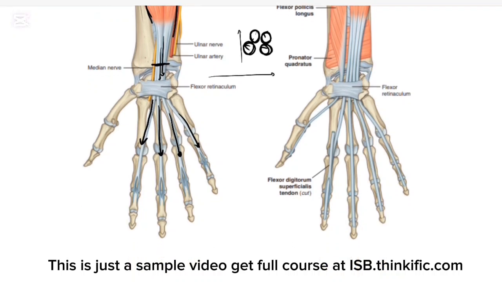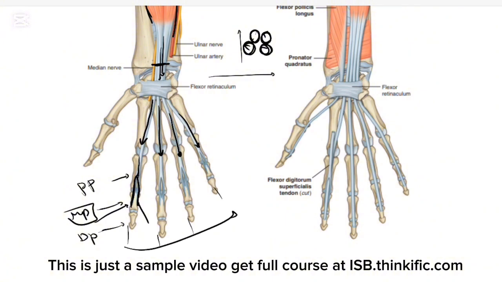And once they enter here, opposite the, what is that? That's the proximal phalanx. This is the middle phalanx. And this is the distal phalanx. Opposite the proximal phalanx, they will split. Do you see? They split. Each tendon splits into two little tendons. And these two little tendons insert on the sides of the middle phalanx, of the middle phalanx of the index finger, of the middle finger, of the ring finger, of the little finger. That is, of the medial four fingers.